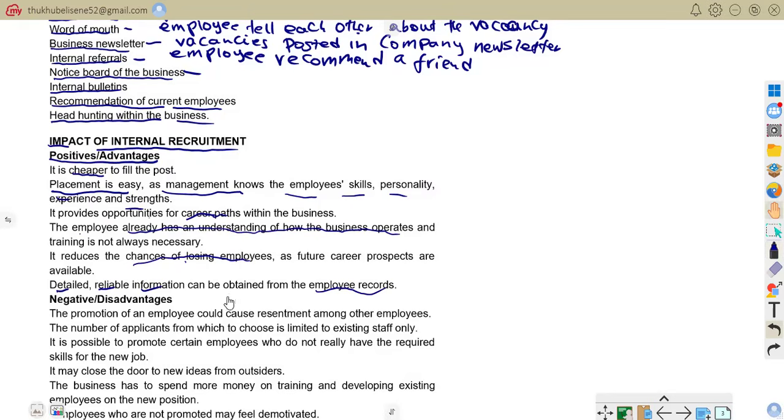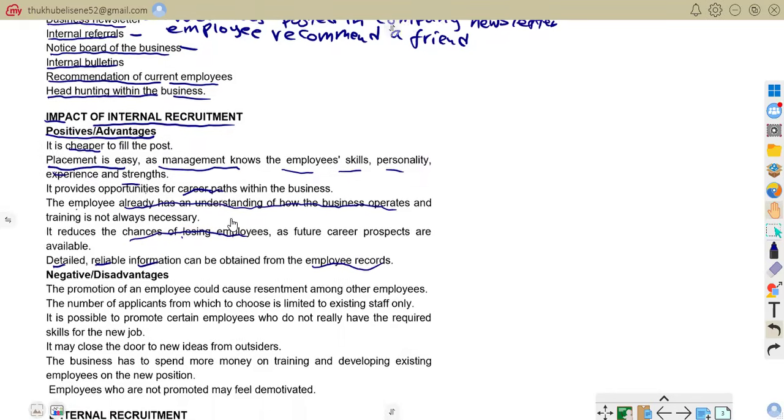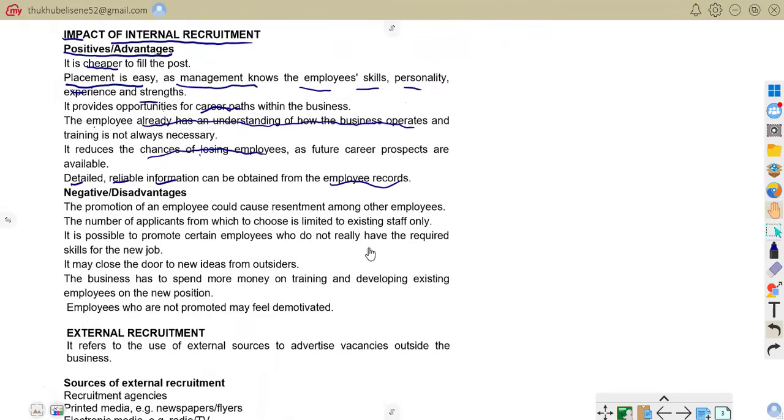It means now we have to talk about the negative side of this method. So we are talking about the negative or disadvantages of internal recruitment. The promotion of an employee could cause what? Resentment among other employees. Others may feel overlooked.